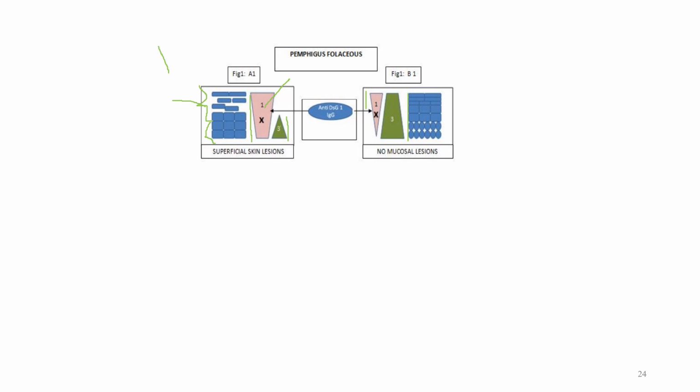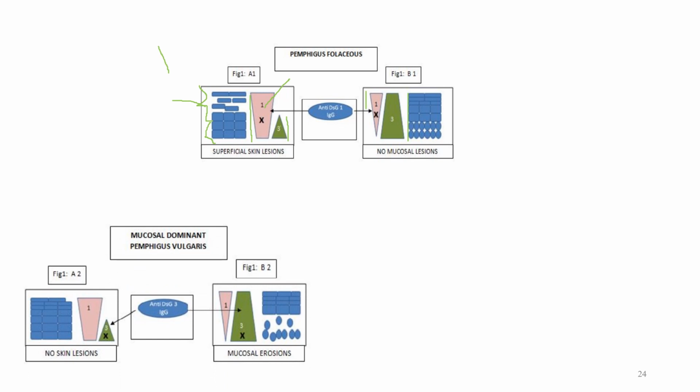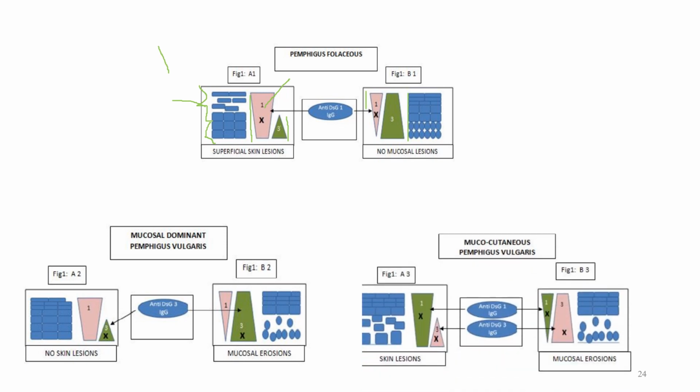So now coming to Pemphigus vulgaris. Again we have two questions. Why are only mucosal lesions present, and the second, why do the lesions appear prior in the oral cavity and very much later in the skin? So coming to Pemphigus vulgaris, we have two varieties. One is mucosal dominant and the other is mucocutaneous lesions.